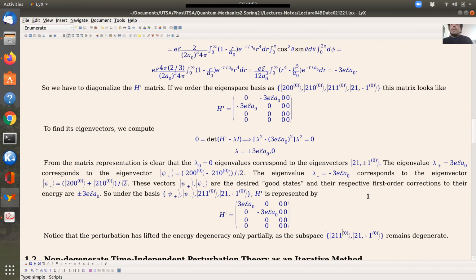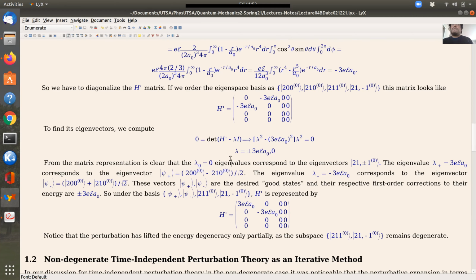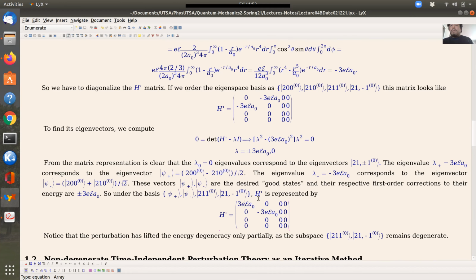Why? Well, because the correction to first order provided by H prime for these states is 0. That's why we got the eigenvalue 0. So the first order corrections to the energy for these two states is 0, which means that the degeneracy is not lifted. So they are still degenerate. There should be another method to lift the degeneracy, not to first order, for these two. But for the other two, we have lifted the degeneracy, we have found the eigenvectors, we have diagonalized the matrix, and our job is done for the moment.